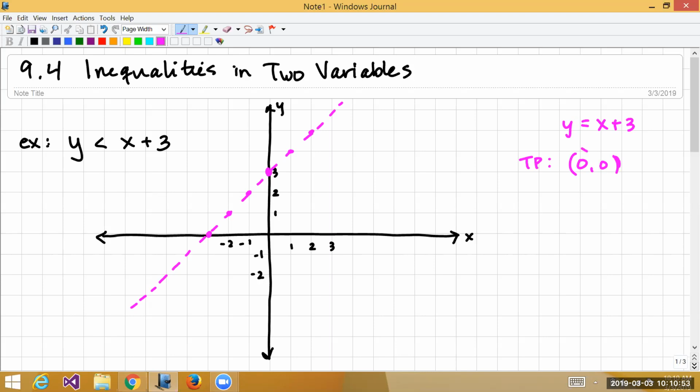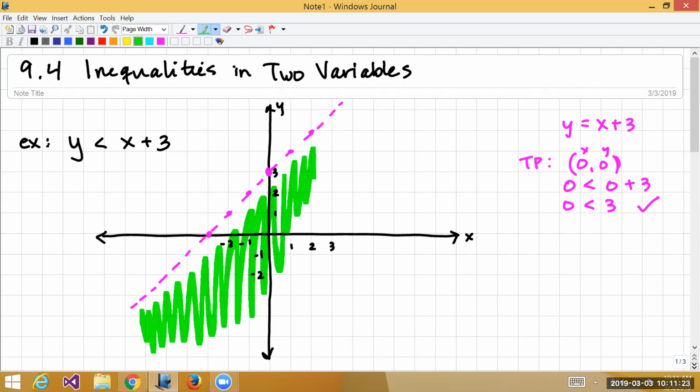Remember, this is my x, this is my y. So let's go ahead and substitute that into our inequality. 0 is less than 0 plus 3. 0 is less than 3. This is a true statement. Therefore, because this test point came from this region, every point in this region will satisfy. So we go ahead and shade that region. So this shaded region is our solution.